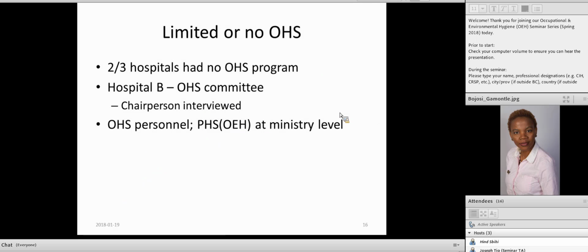All right, under the theme of limited or no occupational health services, we found that 2 of the 3 hospitals actually had no occupational health service, no occupational health and safety program, whether committee or anything of the sort. However, the government hospitals at the time we were collecting data had just introduced environmental health officers, who were supposed to take care of environmental issues like air quality, but there was no particular occupational health and safety. One hospital did have a committee, and we interviewed the chairperson of that occupational health and safety committee.